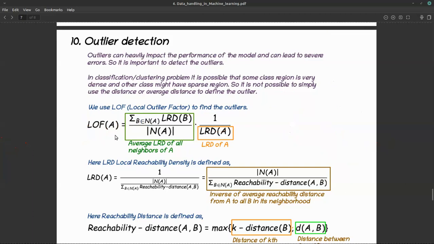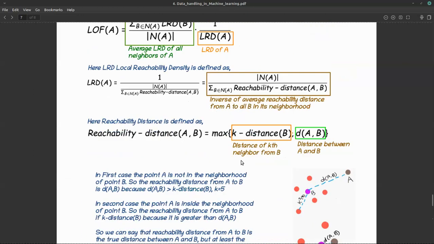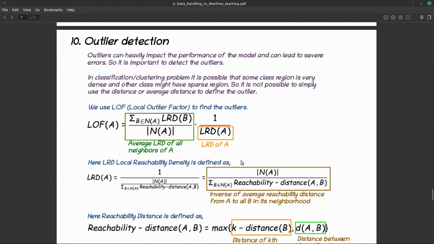Any questions, guys, for this LOF, LRD, and RD, right? They convert this formula into an English sentence and ask it in the MSQ. I don't know how they put it, but somewhat they'll write this equation in English, basically: the local outlier factor is the average local reachability density of the neighbors multiplied by the inverse of the local reachability density of the point, right? Any questions, guys? Any doubt in this outlier detection?